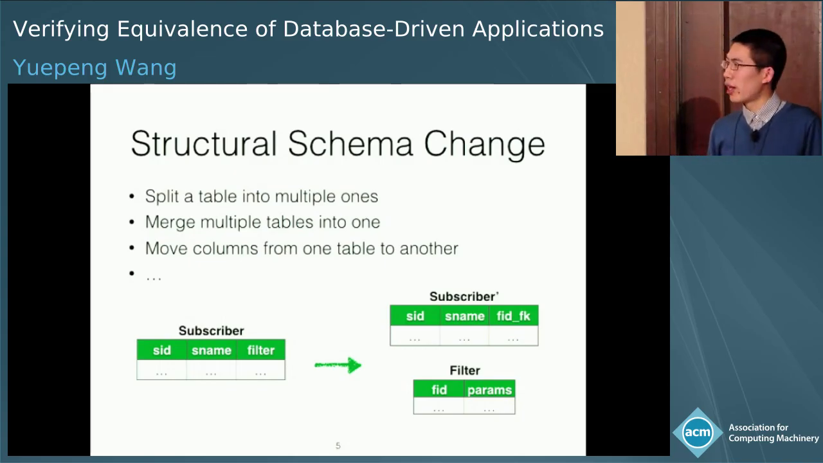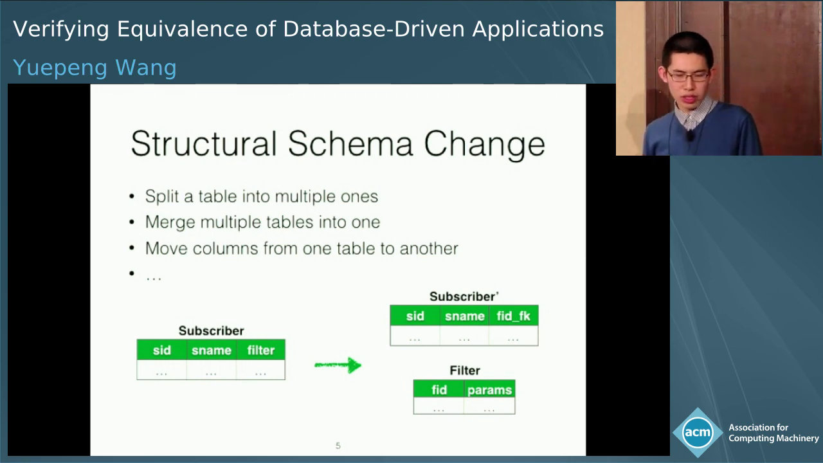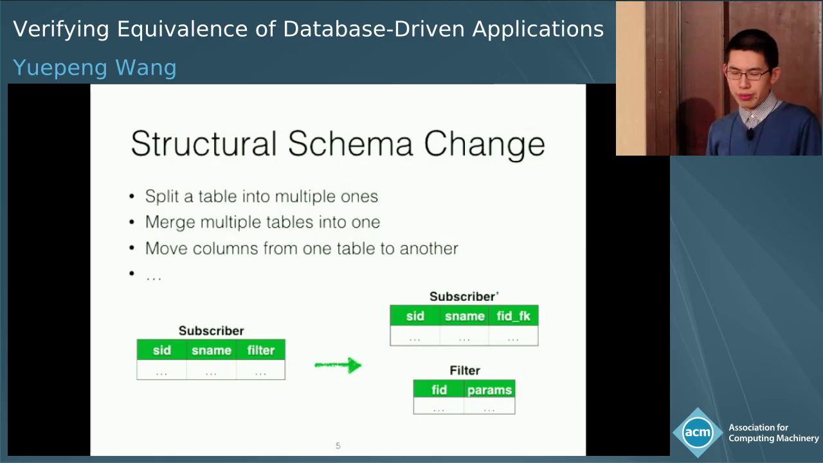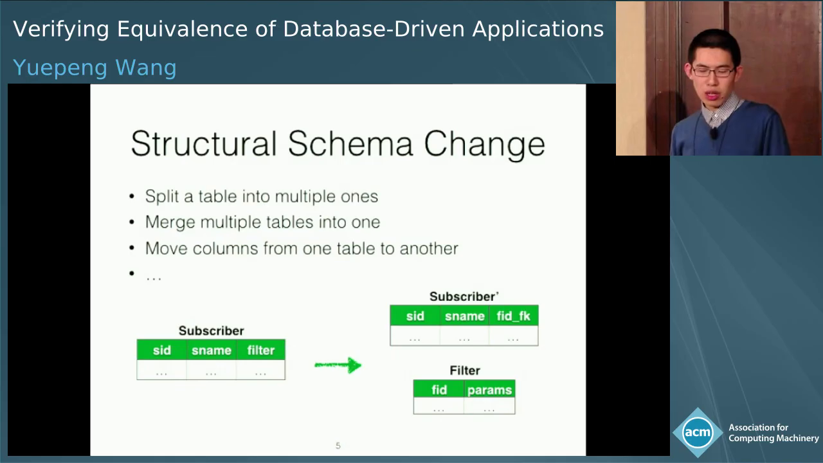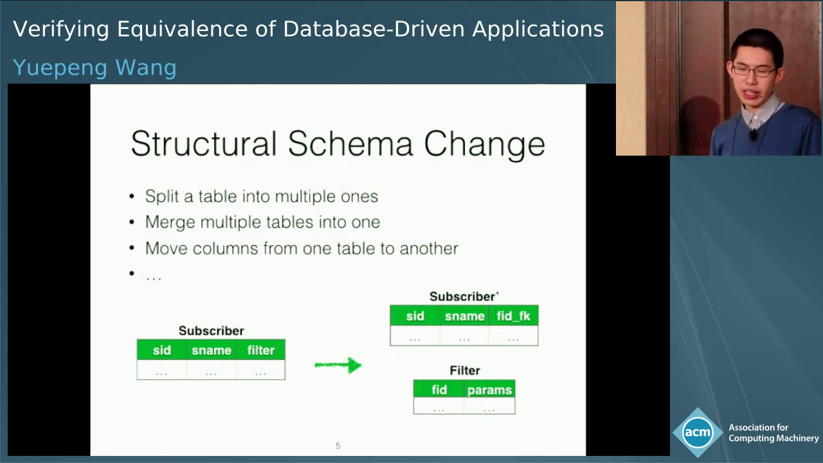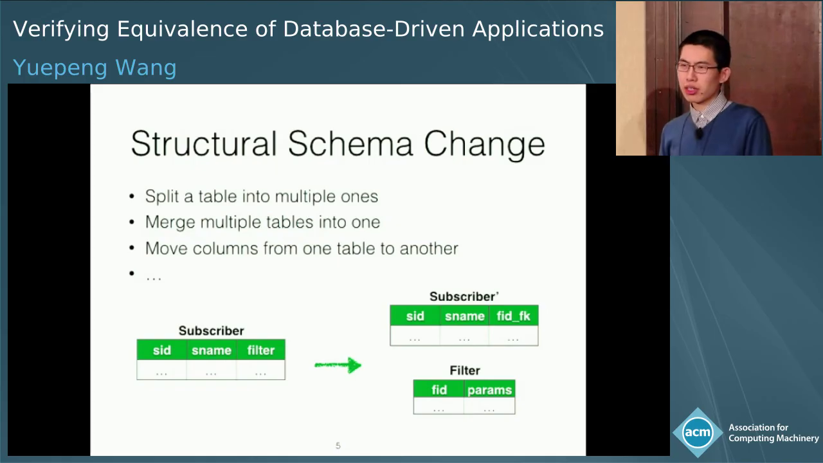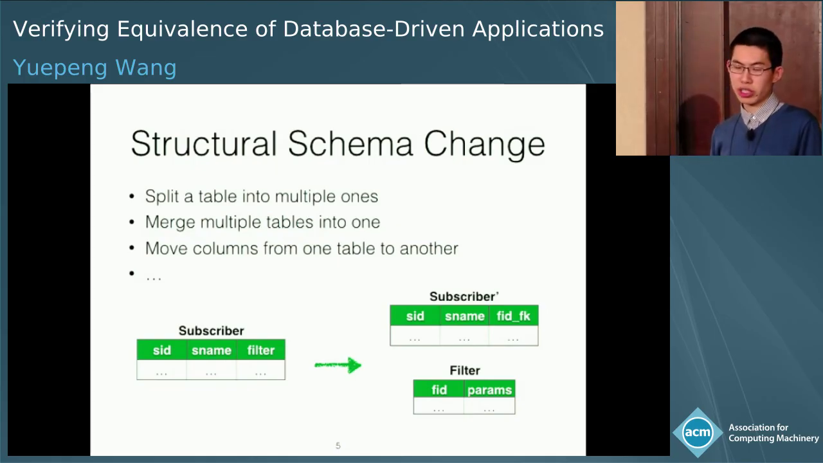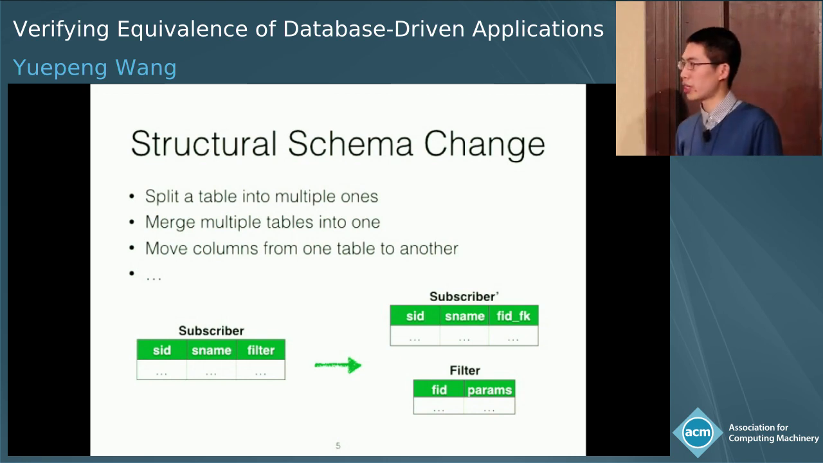More concretely, let's look at an example that I found in a real-world application called CDX. The application has a table called subscriber in the original schema, which has three columns: SID, SName, and filter. Since the filter column stores a huge JSON object and it may potentially slow down some queries, the developers decide to move this column into a separate table. And to preserve the correspondence, they add a foreign key in the subscriber table.